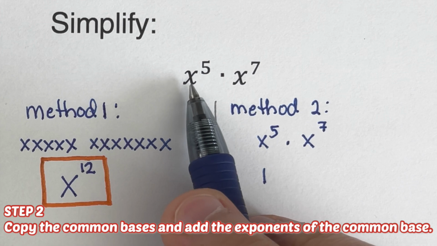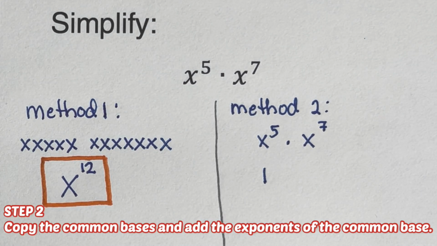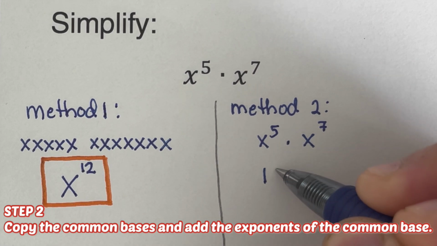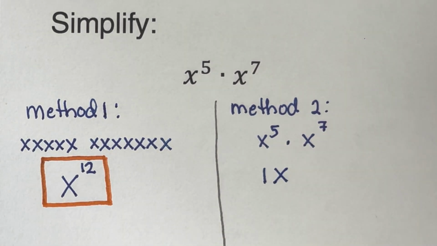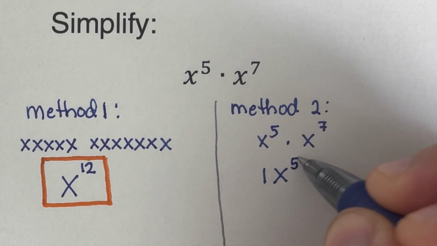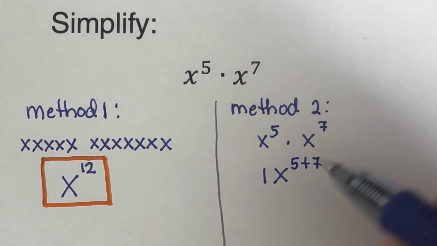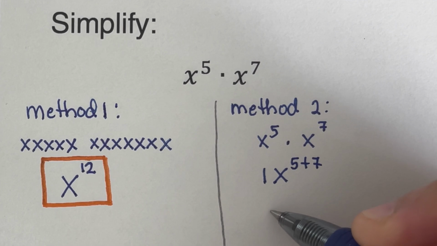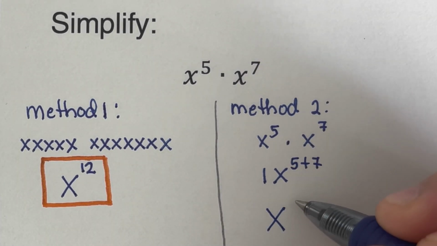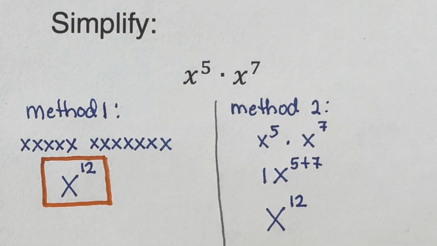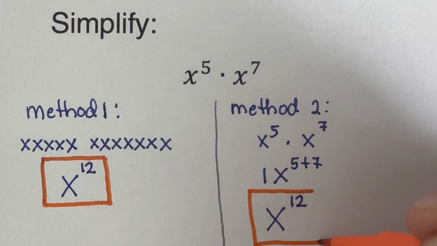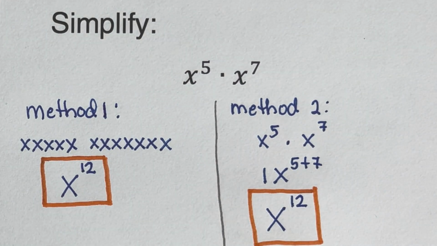Now please remember that it doesn't have to be x. It can be any letter in the alphabet. So we can go ahead and write the common base x. And then again, we are supposed to add their exponents. So that would be 5 plus 7. The 1 becomes invisible, so this comes out to be x to the power 5 plus 7, which is 12. As you can see, both methods give the same answer, which is x to the 12th power.